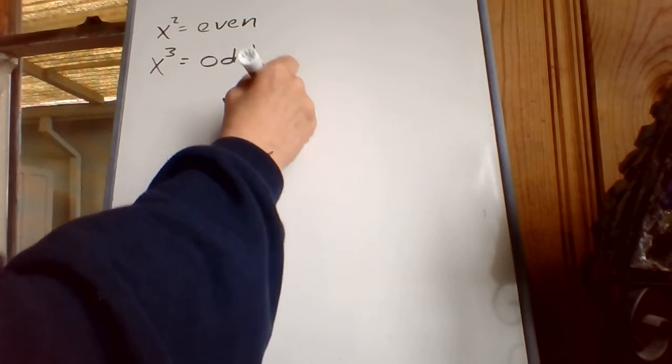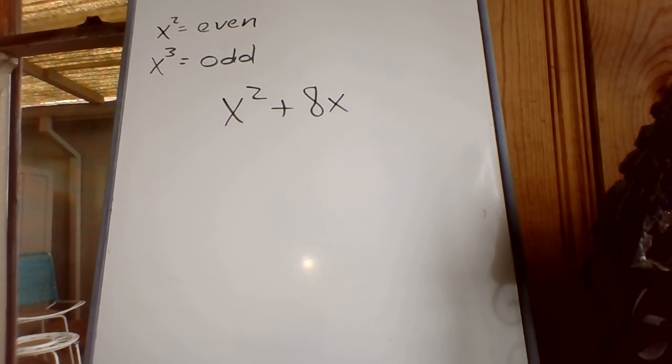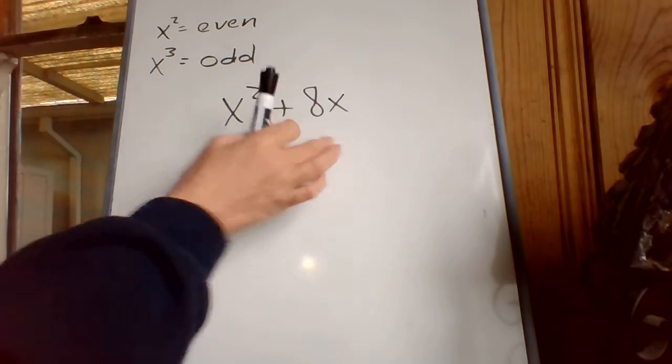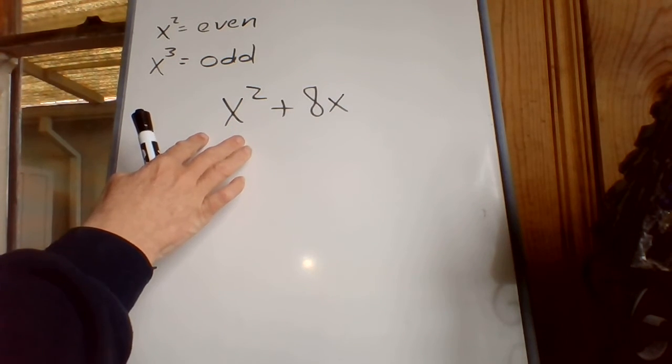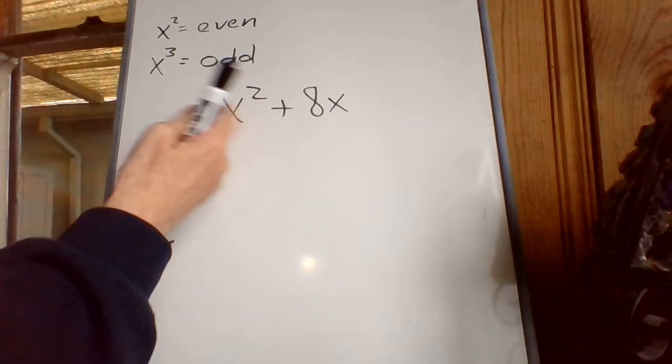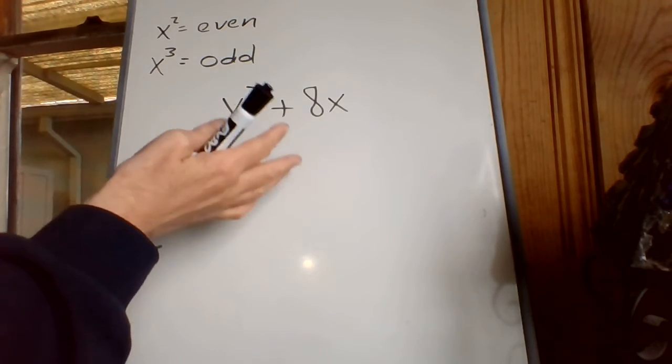Now if we have x squared plus 8x, and we have to say odd, even, or neither, you're not allowed to just say, oh, well, this is even and that's odd. You have to take the whole thing as a picture. That's even and that's odd, but that doesn't match. Okay, if it's a mix like that, it's going to come out as a neither.